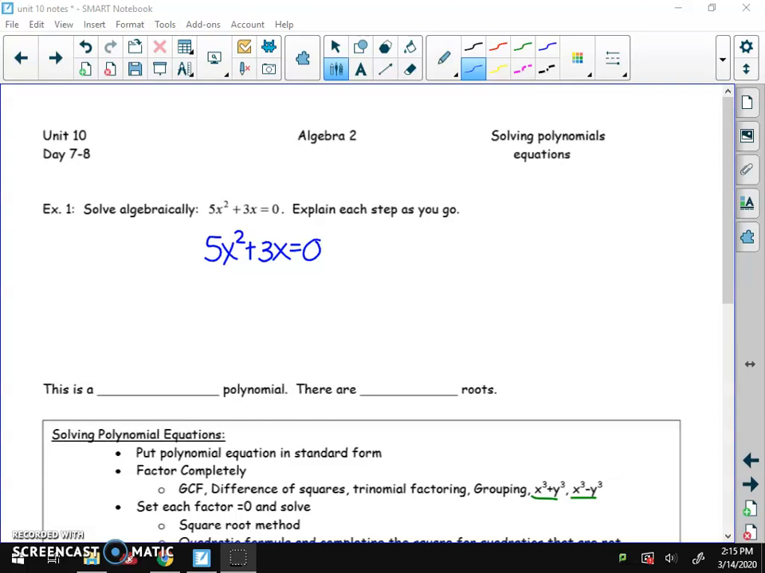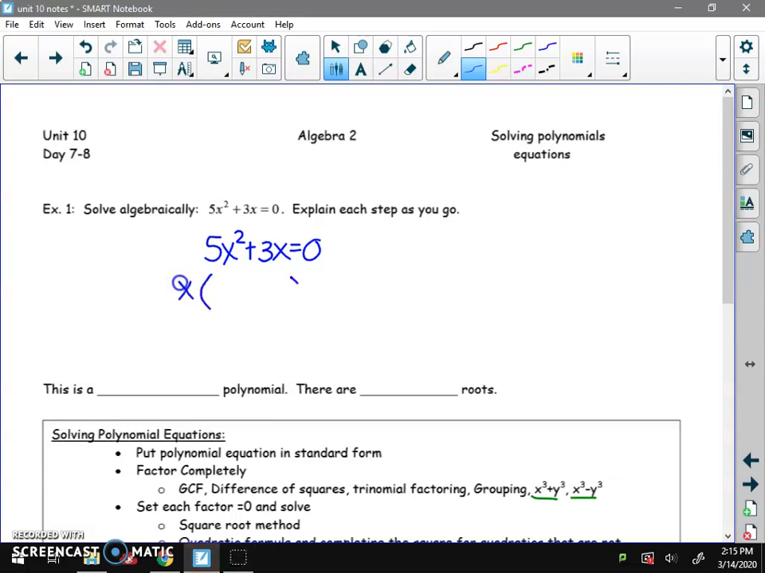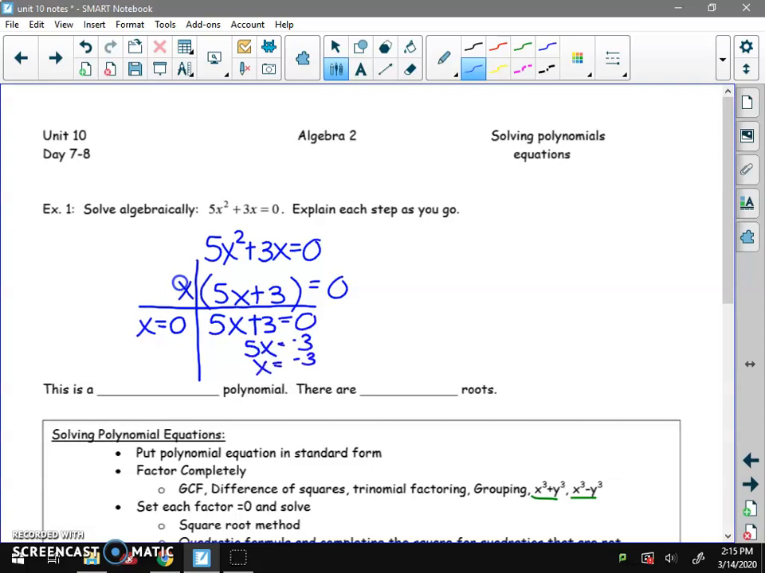which you do have. You have an x. If you factor an x out, that's going to leave you 5x plus 3. And at this point, you'd set each factor separately equal to 0. So x equals 0. On this, you'd have 5x plus 3 equals 0. 5x equals negative 3. So x equals negative 3/5. So you get two separate answers, x equals 0 and x equals negative 3/5.